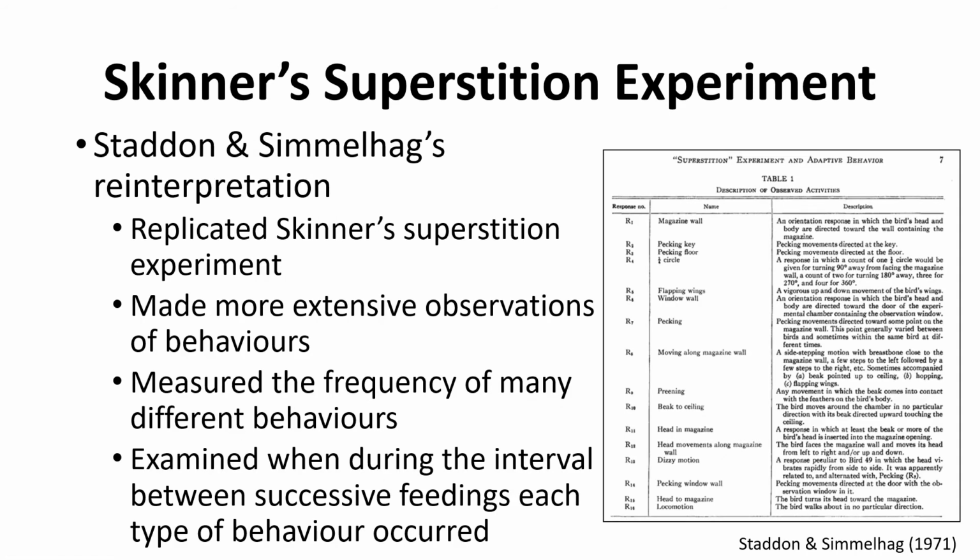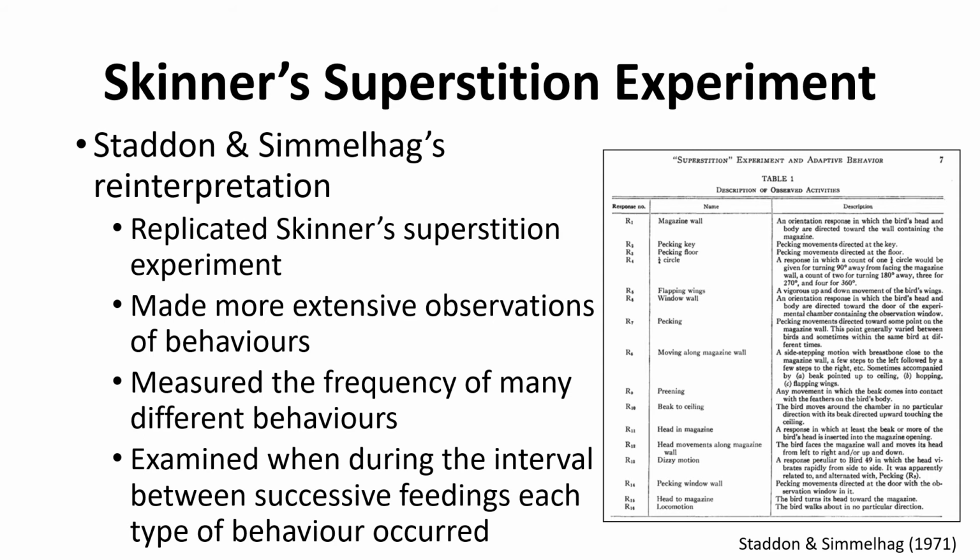And of course, this was a very hot topic for a while, and eventually somebody wanted to try and replicate it. They wanted to figure out what exactly is going on here. So in the 70s, Staddon and Simmelhag decided to reinterpret and try and replicate Skinner's superstition experiment. They wanted to do sort of the same thing, but more extensively. They wanted to be more precise with their observations.